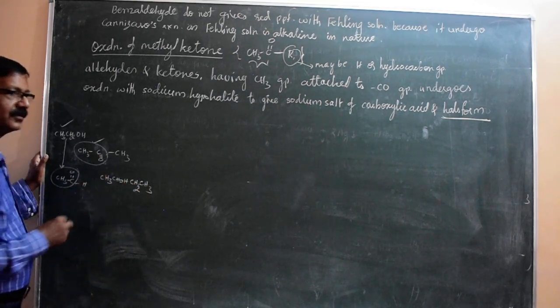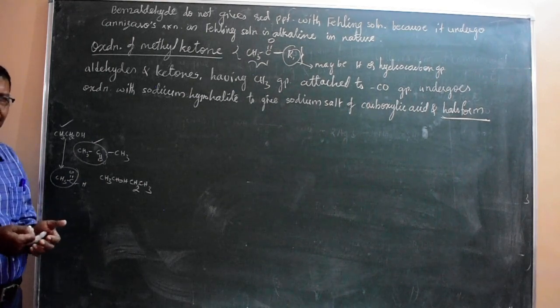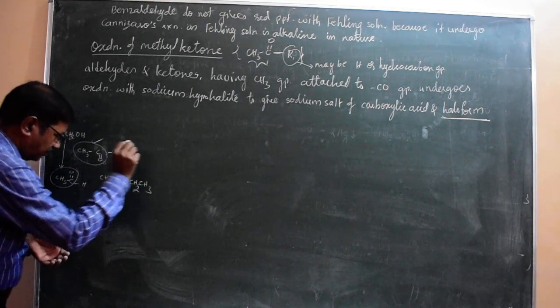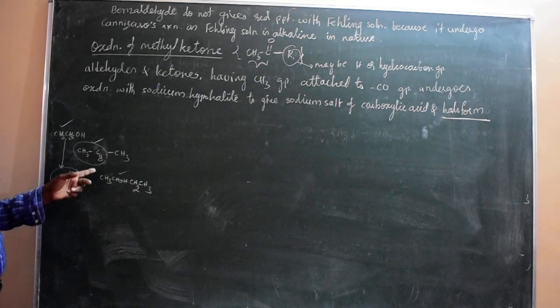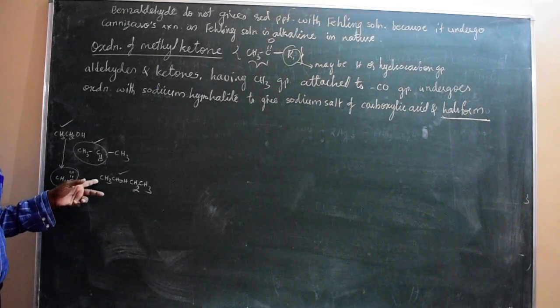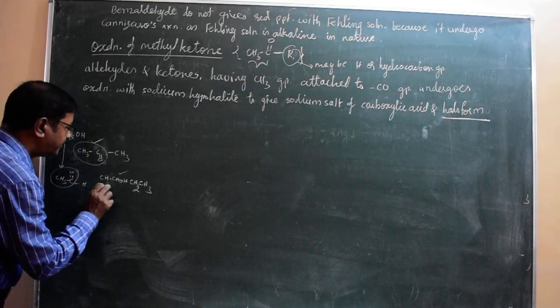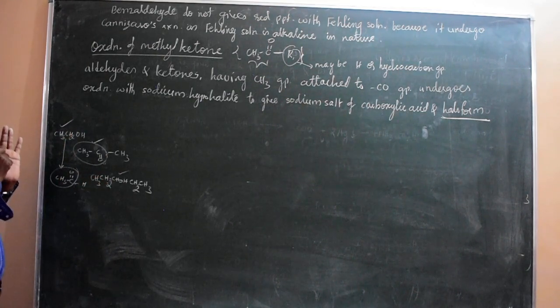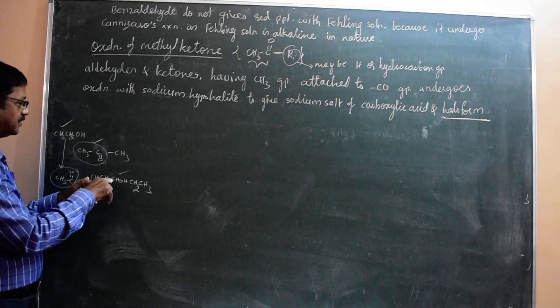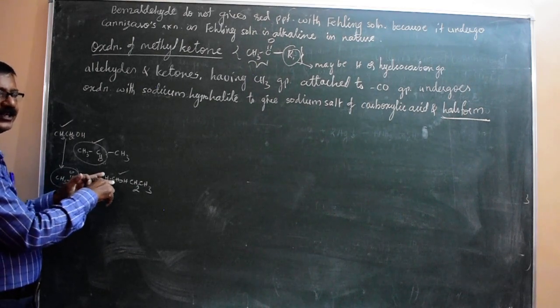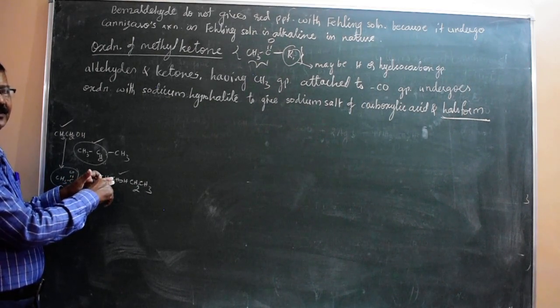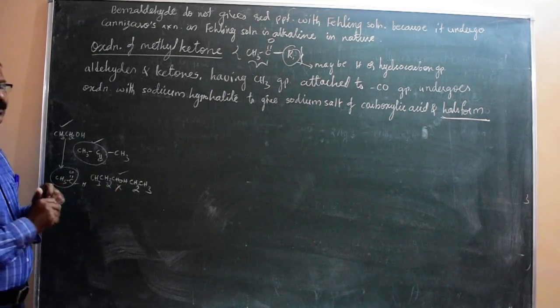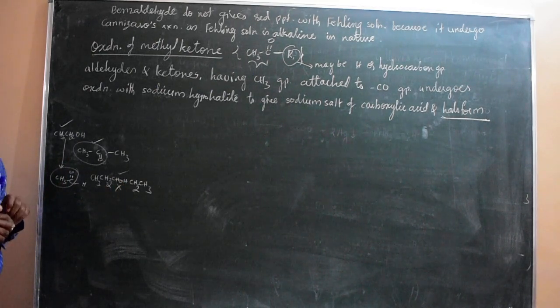CH3CHOHCH2CH3. Will this undergo the haloform reaction or not? Yes, because we have CHOH attached to CH3. Suppose it is like this, with CH2CH3 and no CH3 on the CHOH carbon: no. Why? Because the CH3 group is not attached to CHOH. So this one does not undergo the haloform reaction.